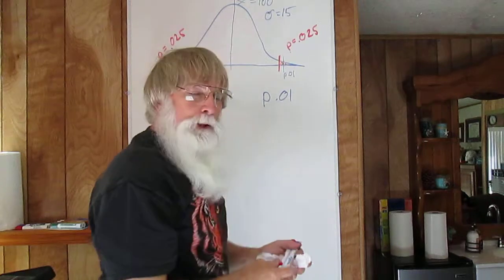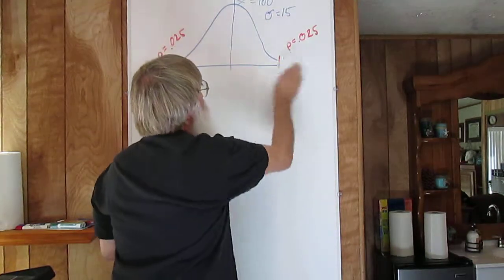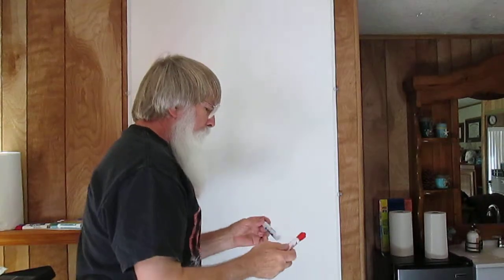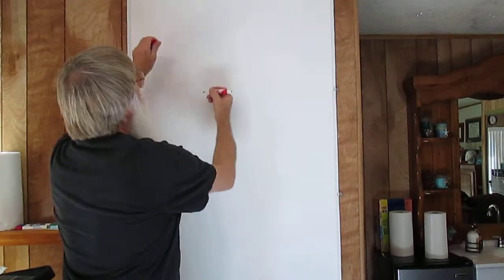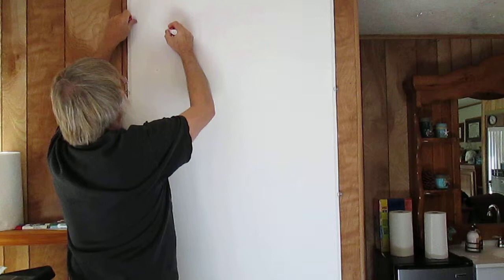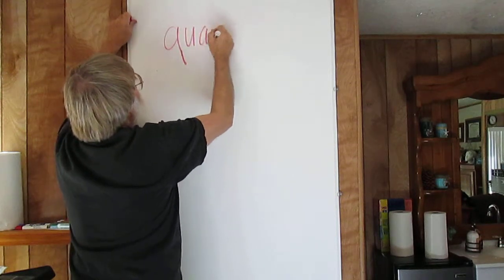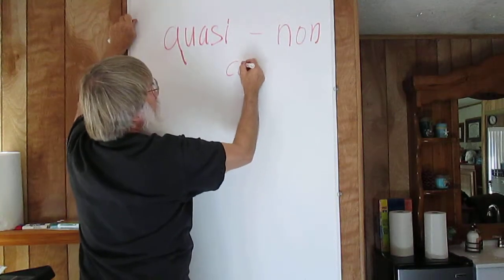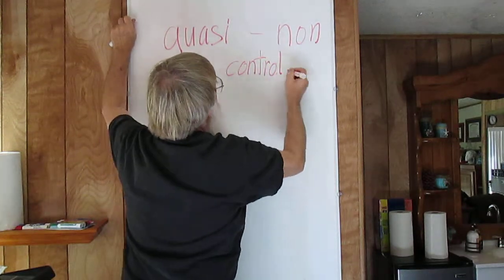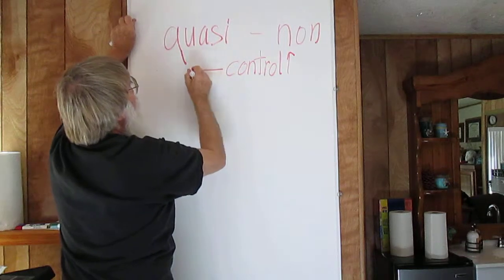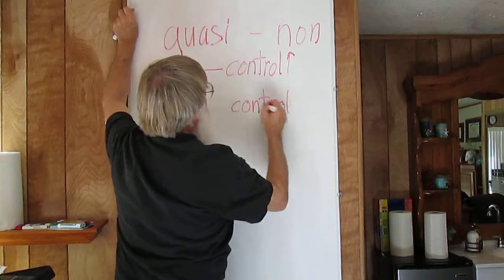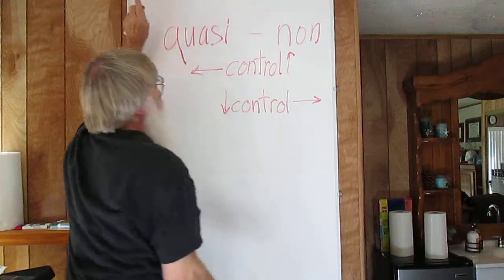Okay? All right, now let me back up just a little bit and say something once more about quasi and non-experimental. I had told you at the beginning of the earlier portion of this video that the difference between quasi and non-experimental lies in control. If controls are up, it tends towards the quasi side. If controls are diminished, it tends towards the non-experimental side.